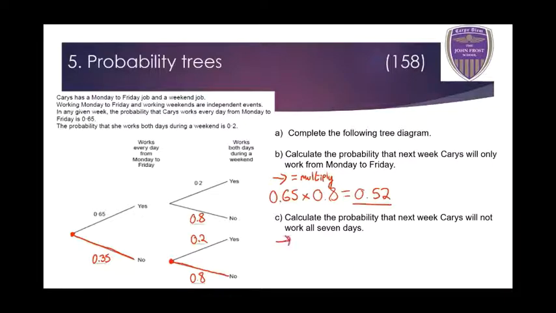Again, remember, we're going across the tree, so we're going to be multiplying, okay? No, so therefore we're going to do 0.35 multiplied by 0.8. Type that in your calculator, and you should get 0.28. So nearly a quarter chance that she will not work any days at all. Not very good for her income, but hey, that's how it rolls. Okay. So well done if you got those 3 right. Let's have a look at the next question now.